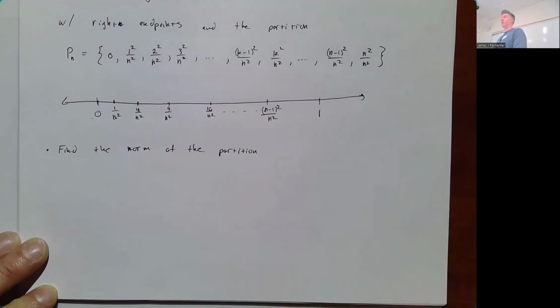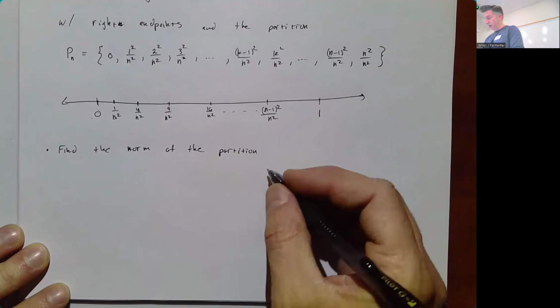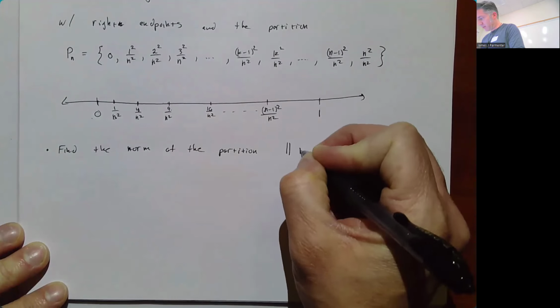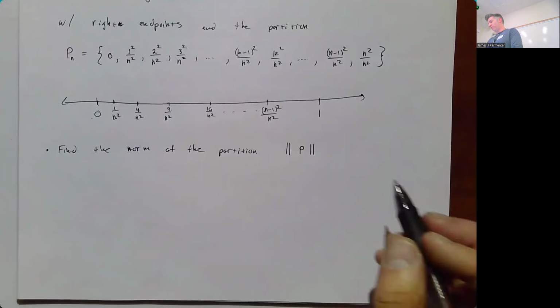But really, the norm here is the length of the longest subinterval in our partition, which we can visually see here has to be the rightmost subinterval. It is the longest subinterval of all of them. There's not five, there's more than five. So the norm of the partition, which we're going to write as this, the magnitude of P is probably what I would say. I like the word magnitude better, but norm is fine.